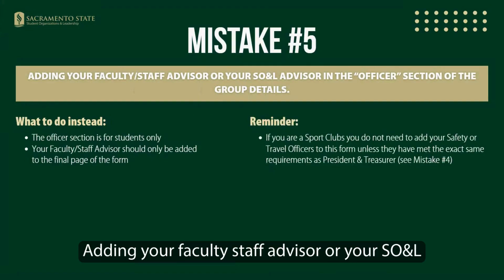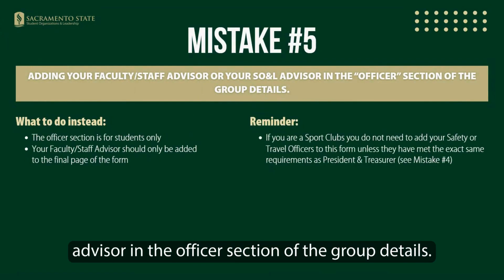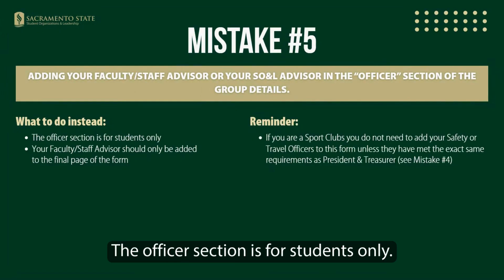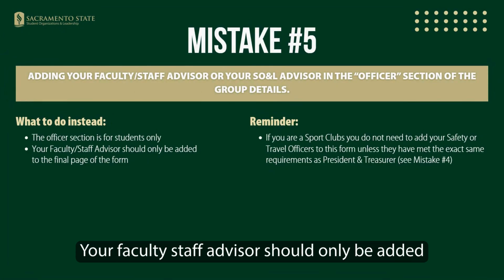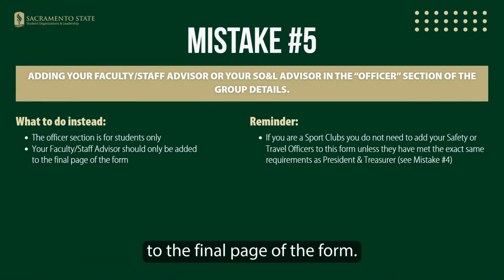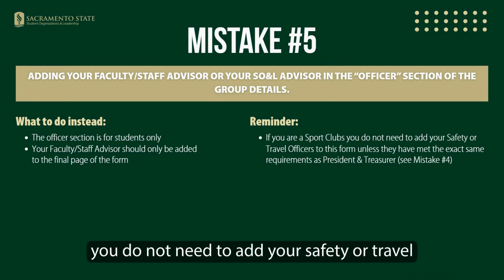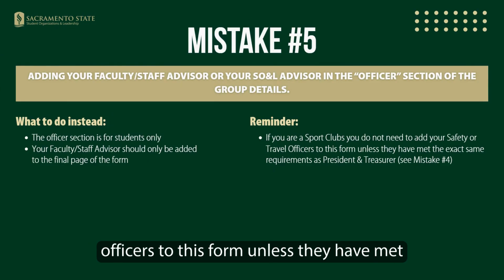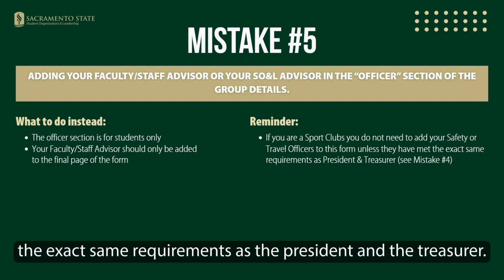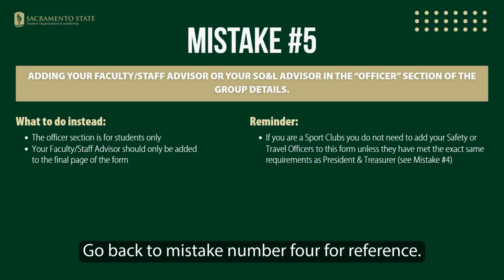Mistake number five: adding your faculty staff advisor or your SOLE advisor in the officer section of the group details. What to do instead? The officer section is for students only. Your faculty staff advisor should only be added to the final page of the form. Reminder: if you are a sport club, you do not need to add your safety or travel officers to this form unless they have met the exact same requirements as the president and the treasurer. Go back to mistake number four for reference.